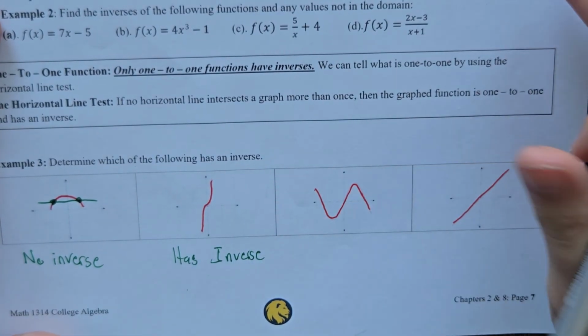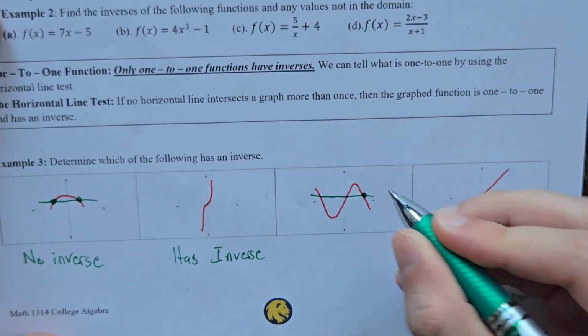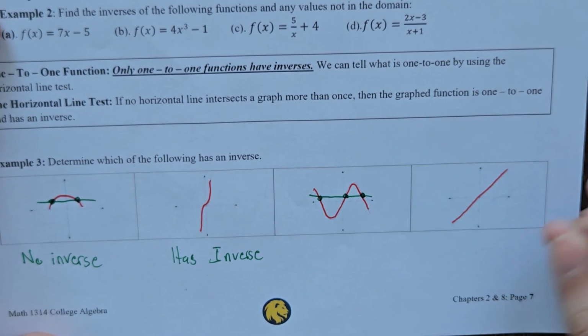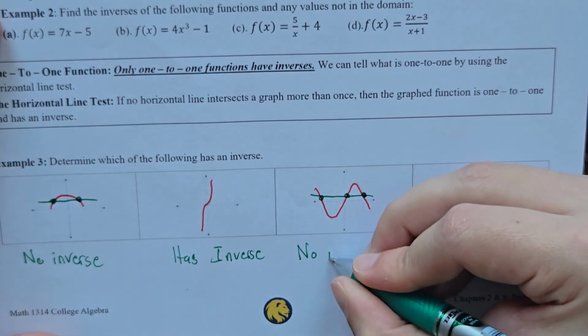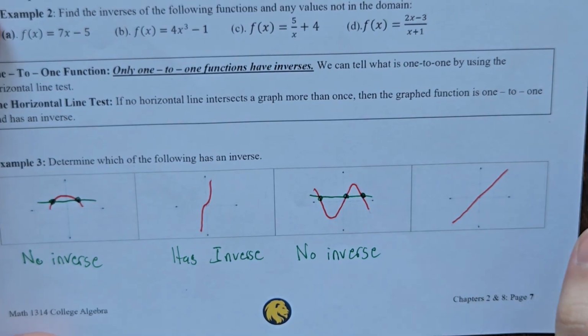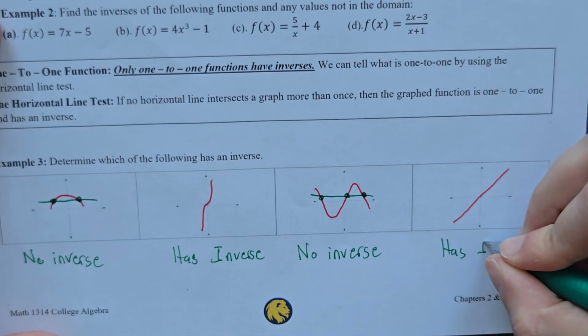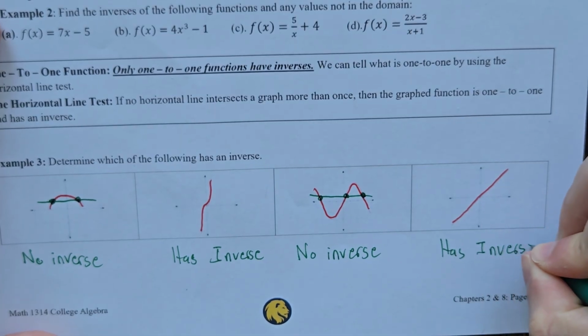This function has an inverse. This one does not, because if you can draw a horizontal line and it touches multiple points, that means it does not, so we'll say no inverse. And then this one does, because any horizontal line that you can draw will not touch the graph more than once. So has inverse, right?